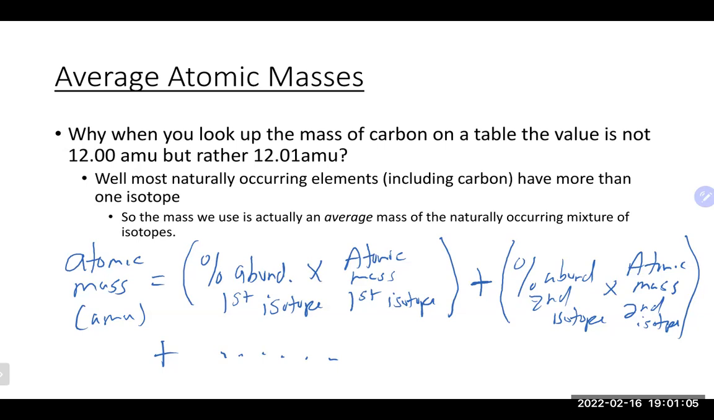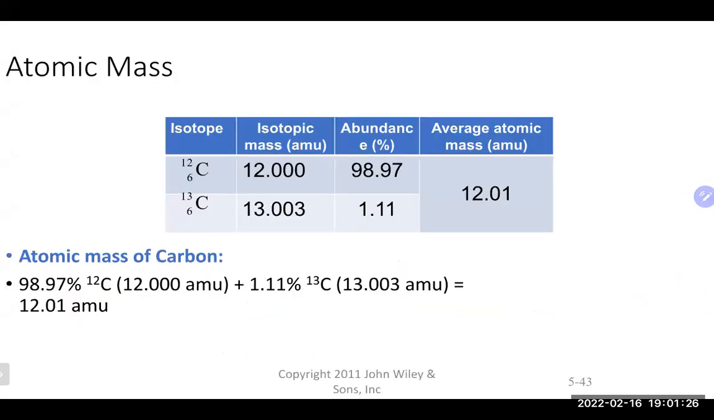And again, if you have 3 naturally occurring isotopes, you just continue this pattern of the percentage times the atomic mass. Obviously, when you use a percentage in a calculation, you should convert it into a decimal. So you got to divide the percentage by 100 or move the decimal place 2 places to the left there. But you don't want to leave it as a percentage when you do this calculation. So here is this calculation here.